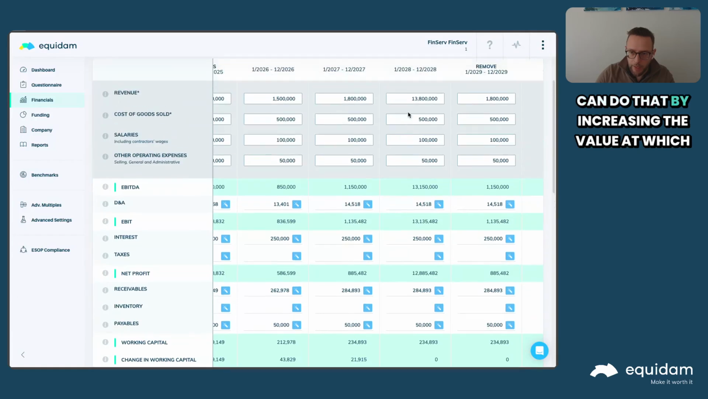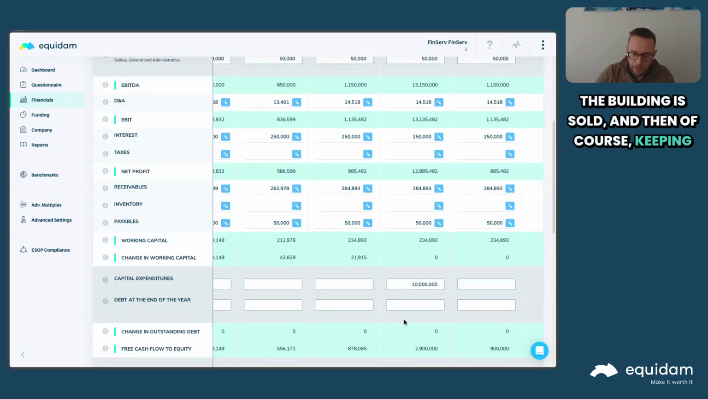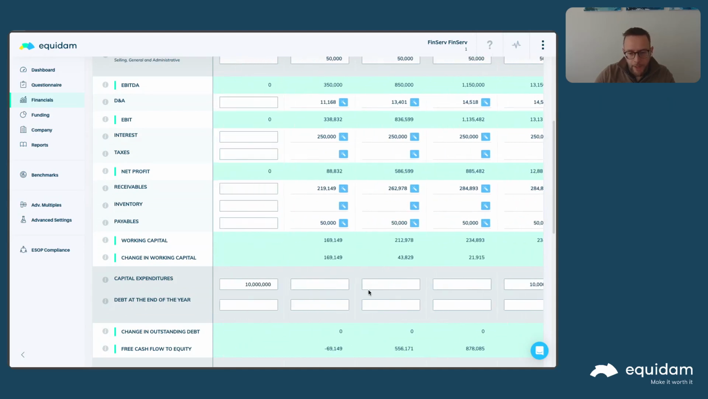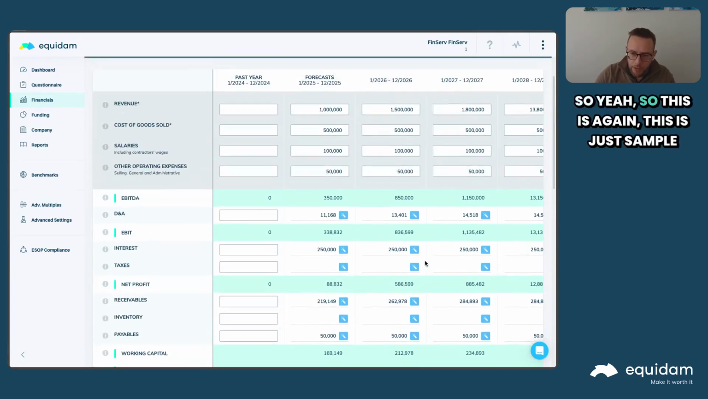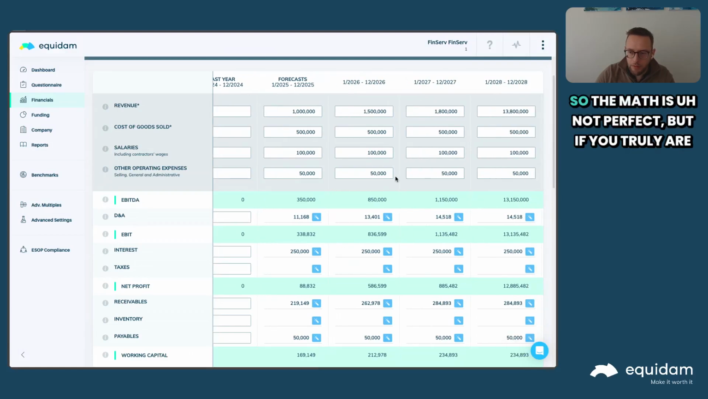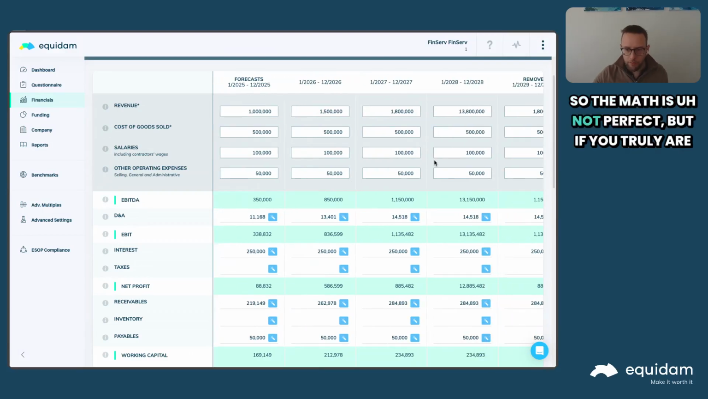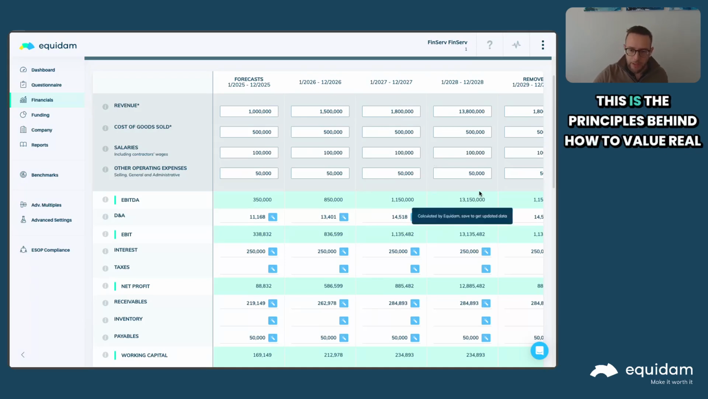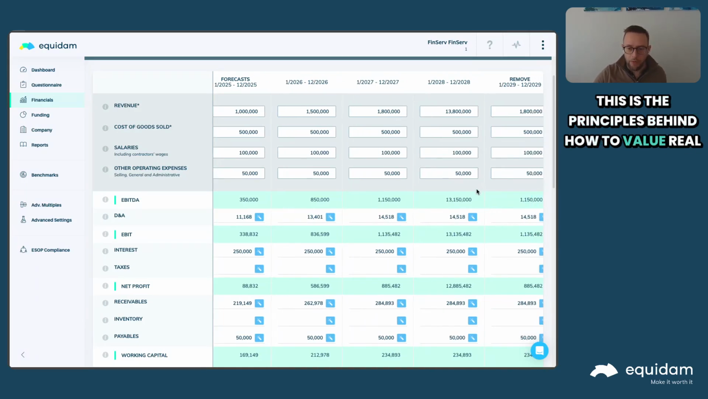you can do that by increasing the value at which the building is sold, and then of course keeping the value constant at which you buy the next building. So this is just sample numbers, so the math is not perfect. But if you truly are working on something like this and you sketch out your financials and proper building appreciations and what you can expect from the real estate market and so on, these are the principles behind how to value real estate companies.